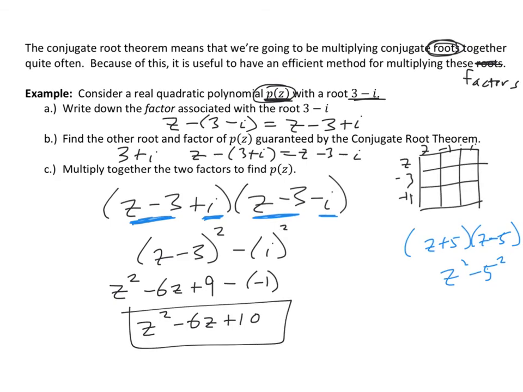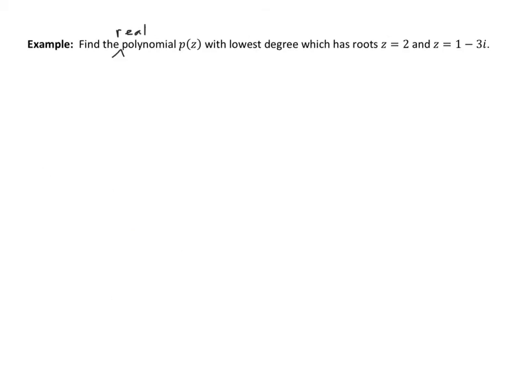It turns out that this is always going to work out this way, and so we can always use this trick when we need to multiply together two of these factors that have come from complex conjugate roots. The final two examples in this lesson are going to utilize that shortcut trick that I just showed you for how to multiply together two factors of a conjugate root pair.